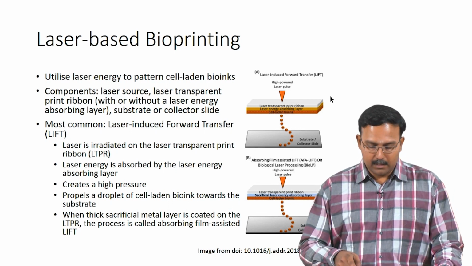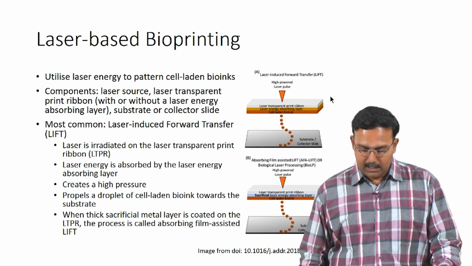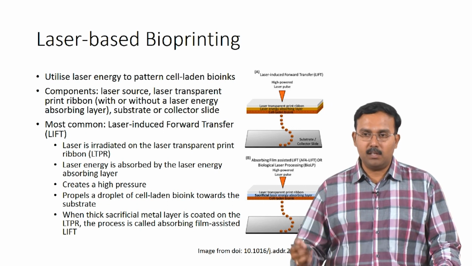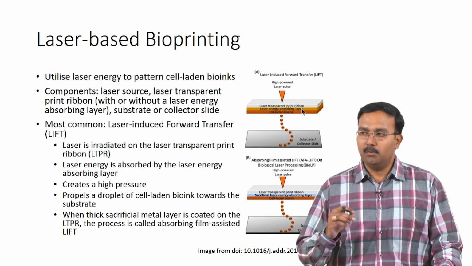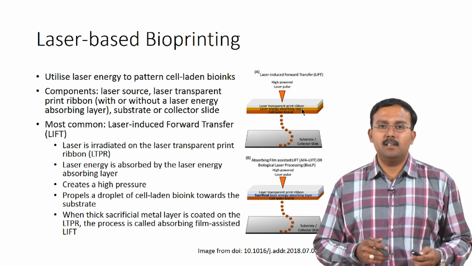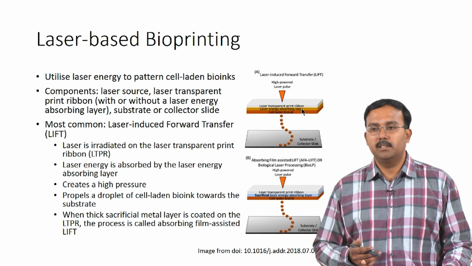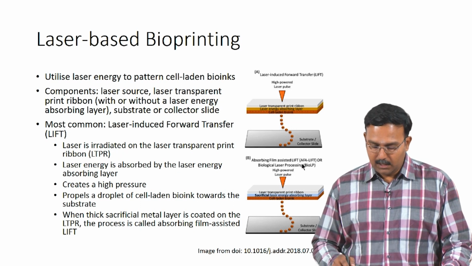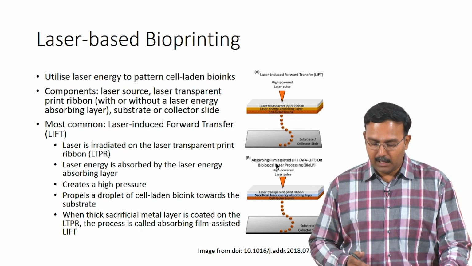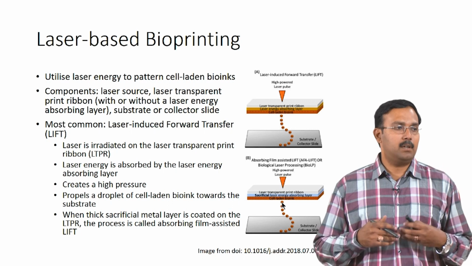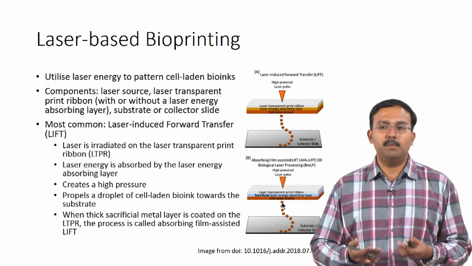So, here you could have this laser energy absorbing layer, or you could have a sacrificial laser energy absorbing layer. So, instead of having just a layer which is not sacrificed, you could have a sacrificial metal material which will absorb more of the energy, and that type is called the absorbing film assisted lift, or the AFA lift. This is what is commonly used for biological laser processing, because you want the cell laden bioink to be protected from the laser energy to the maximum extent possible.